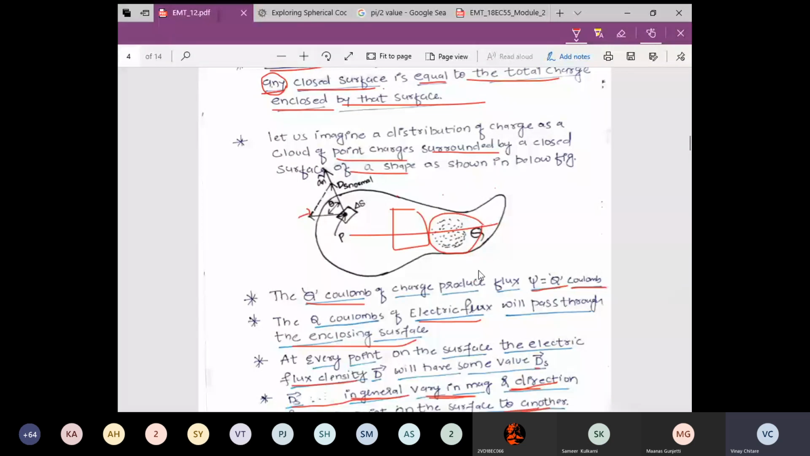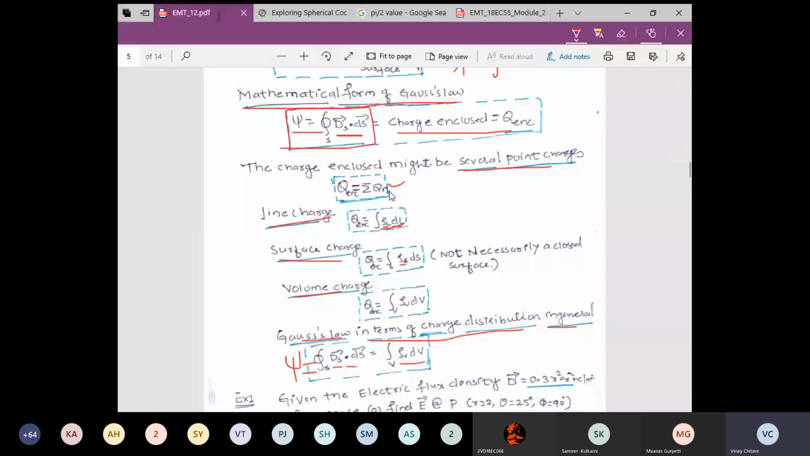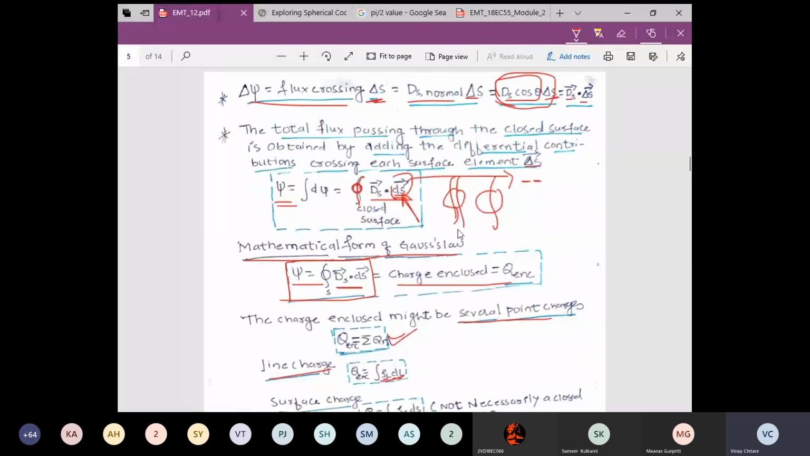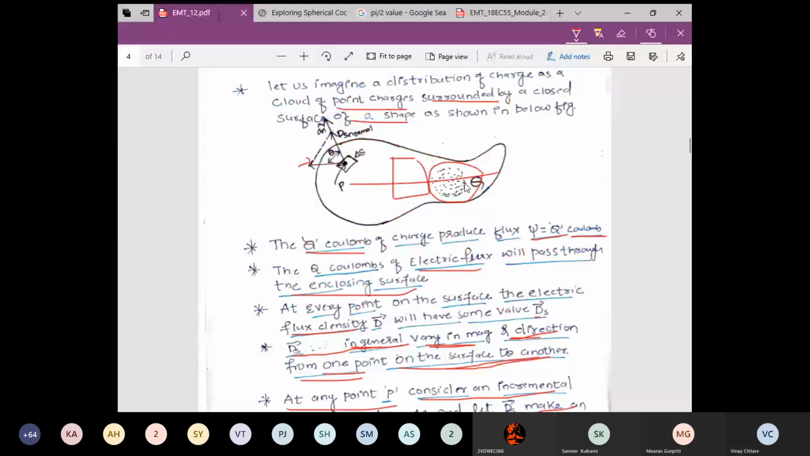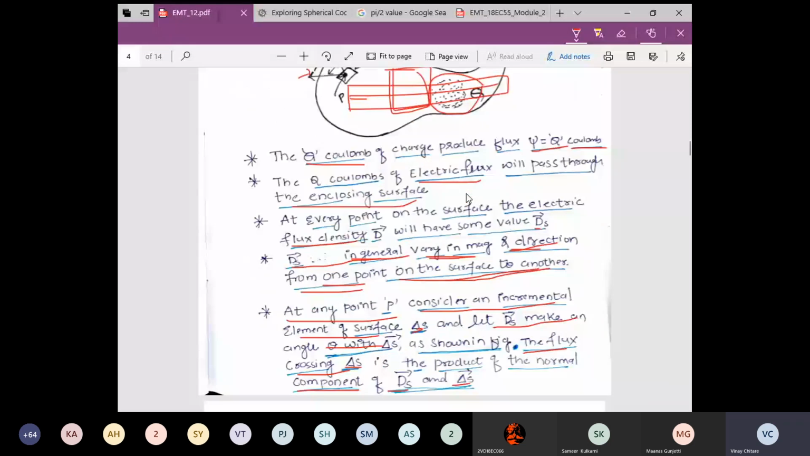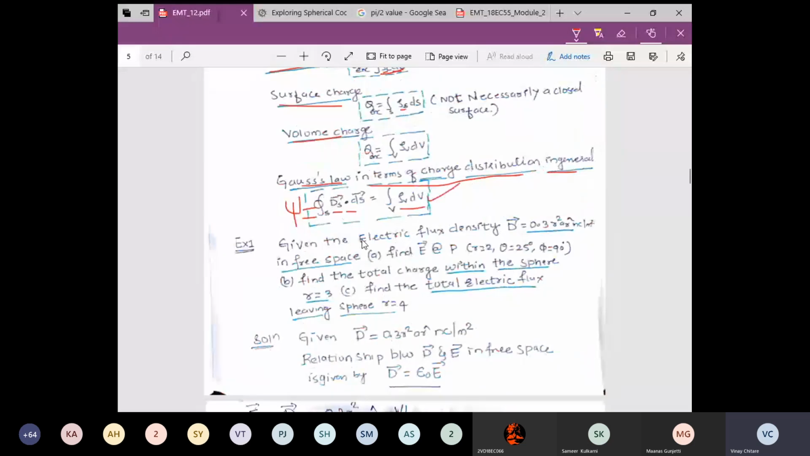Now, inside this closed surface, you can place a point charge, a sum of point charges, or simply a line charge. In that case, to find the total charge enclosed, we have to find the total charge on this line enclosed by this closed surface. If it is a surface charge, we need to find the total charge on the surface enclosed by this closed surface. That is one side.